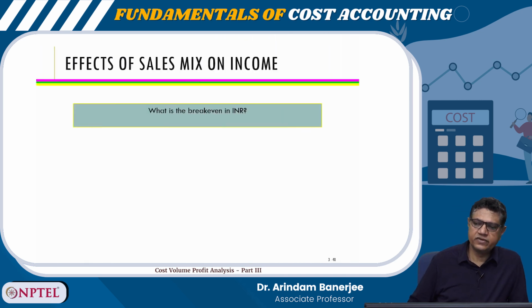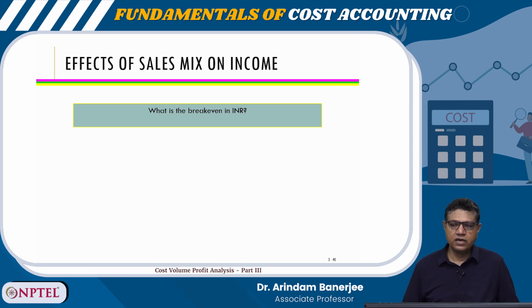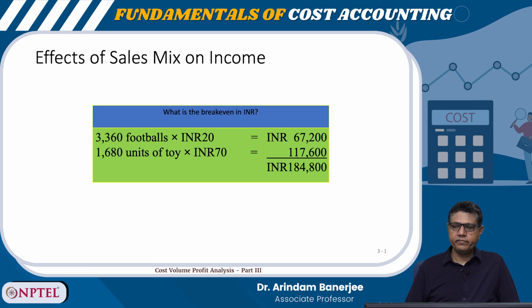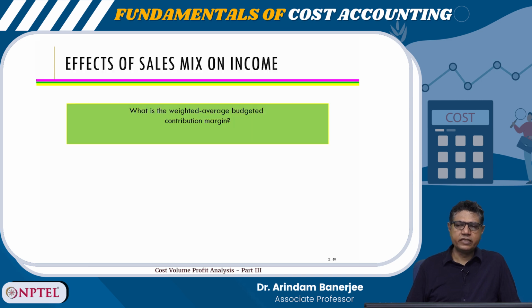Effects of sales mix on income. Now, what is the break even in rupees when we are taking the sales mix? 3360 footballs into rupees 20 is 67,200, and 1680 units of toy into rupees 70 is 1,17,600. So, the total is 1,84,800.